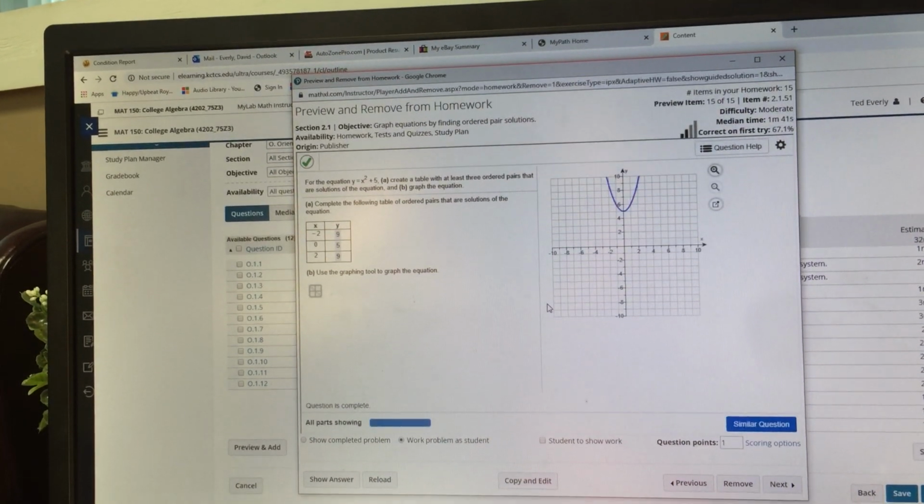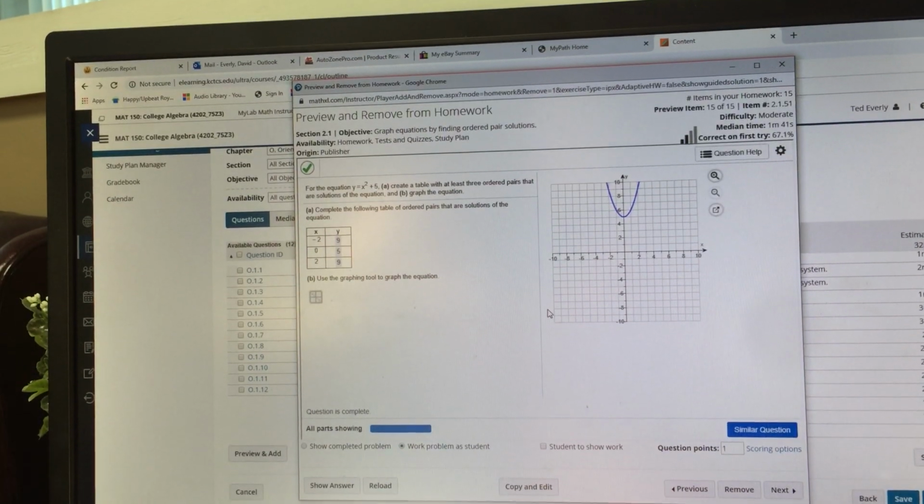Okay, so that's how you navigate through that. And that's the homework from this one. So we're done here.